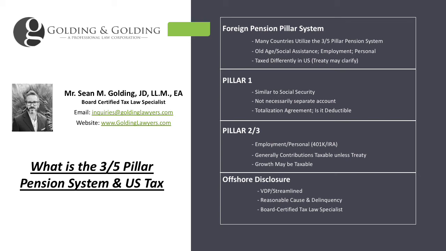Good afternoon, this is Sean Golding with Golding & Golding, here to go through the basics of the 3 and 5 foreign pension pillar system, how it works with U.S. tax and reporting. It used to be always a 3-pillar, then the World Bank updated it to 5-pillar. In order to go through just the concept itself, we're going to base it on 3-pillar, okay? That's how most people still conceptualize it these days. Many countries utilize it, not all countries, but many of them do.